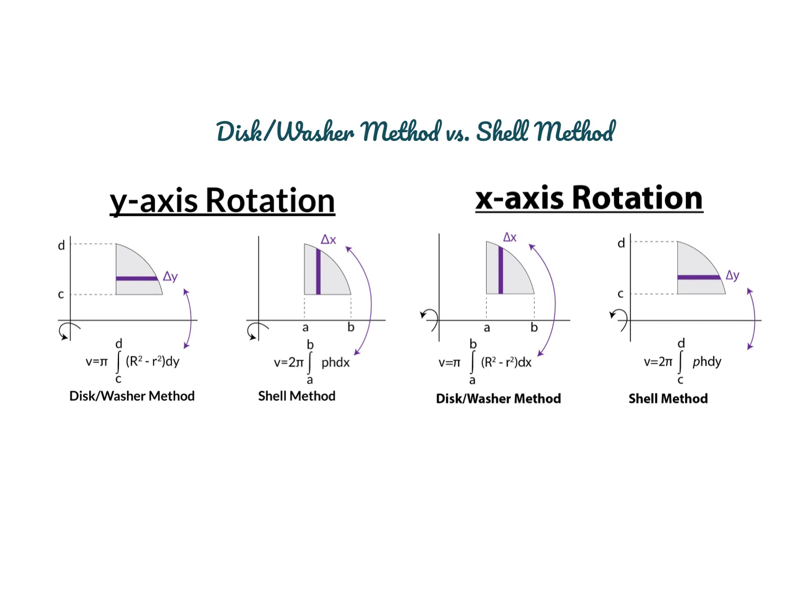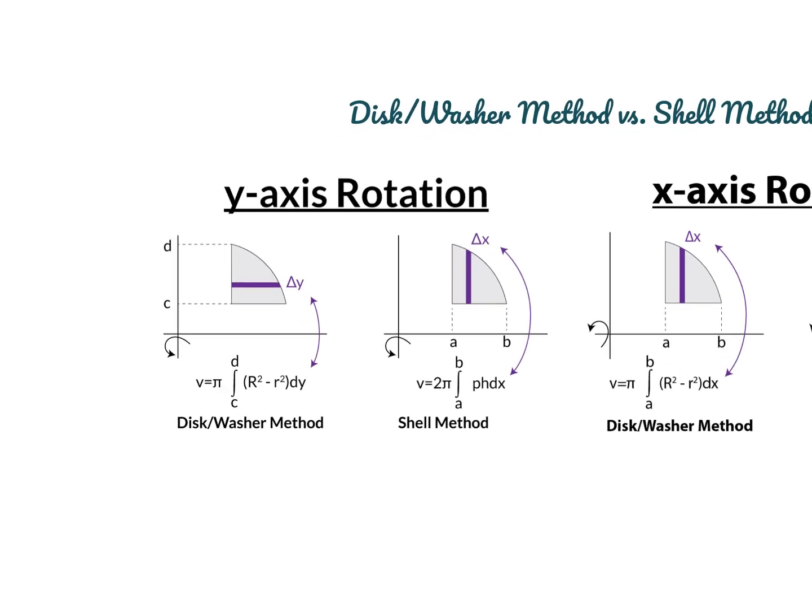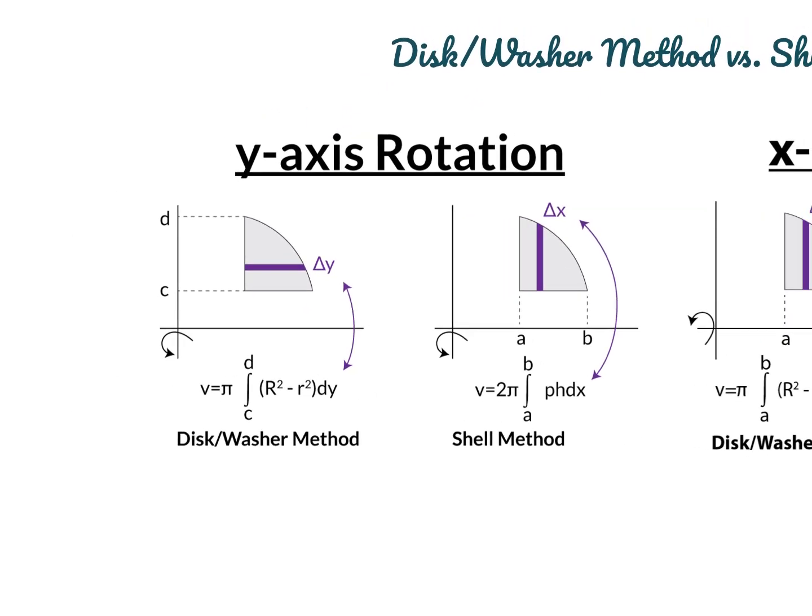Now here I just have a quick comparison of our two methods. I want to focus in on how we slice, so how we find our cross section, and I also want to talk about how we integrate with respect to what variable. For these two problems, we have the same bounded area. Here it's a y-axis rotation. So if we were using that disc or washer method, remember we always slice perpendicular to our axis of rotation.